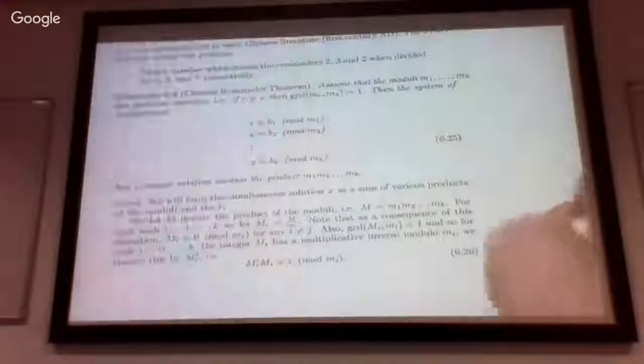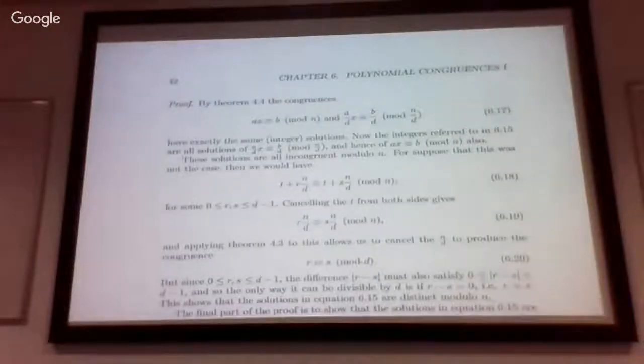So let's look at the proof of that. And then after we look at the proof of it, we'll start using it in some examples to make sure we understand it and know how to implement it. Okay.